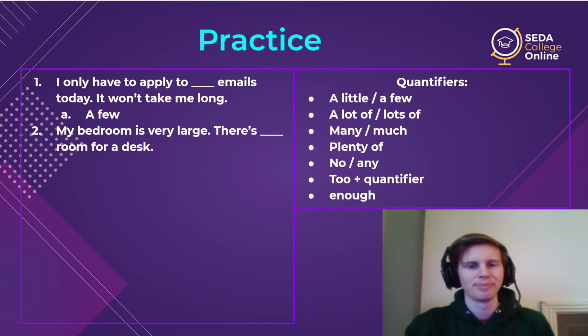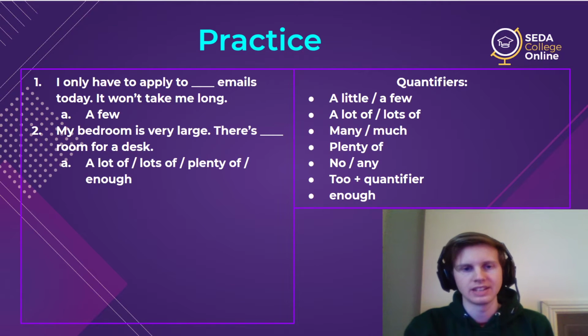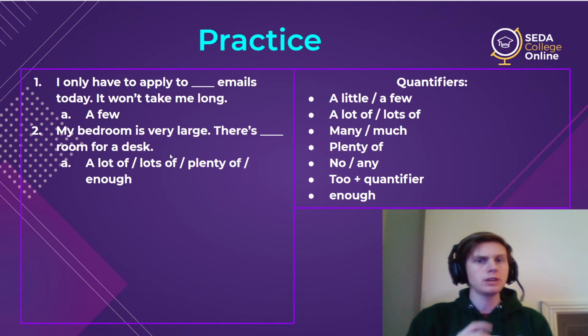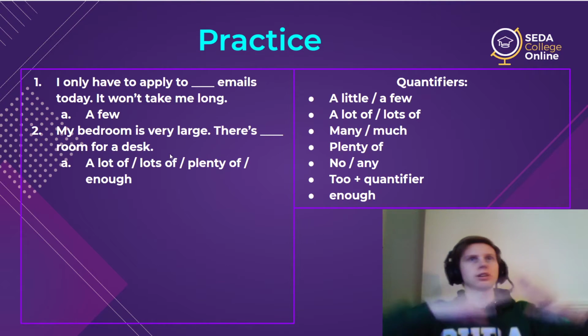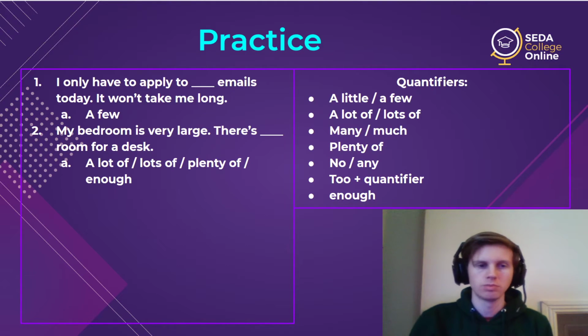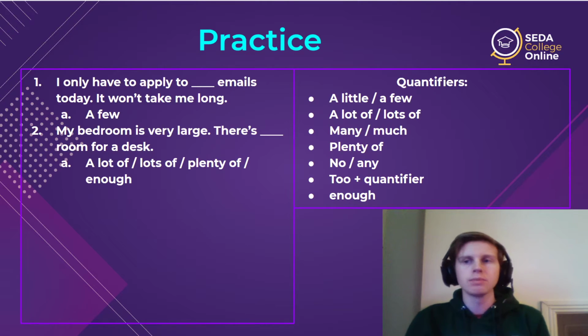All right, let's check. So here, many will fit. This one is a situation where grammar is okay for many. There's a lot of room for a desk, there's lots of room for a desk, or there's plenty of room for a desk. Those three, I think, are the best. Those are the most natural. I'm saying my bedroom is very large, so I think there is a big space. So I'm going to use a big quantifier: a lot, lots of, plenty of. But you can say enough. There's enough room for a desk. The grammar is okay here, and it works. I think the first three, though, are better, more natural.